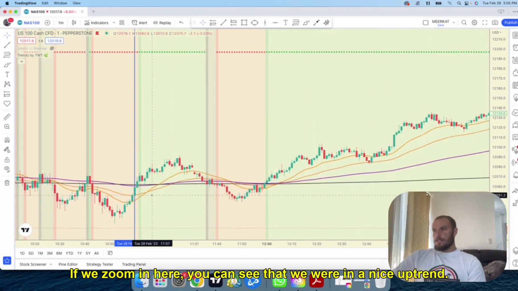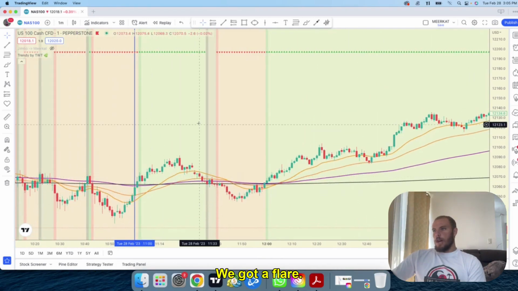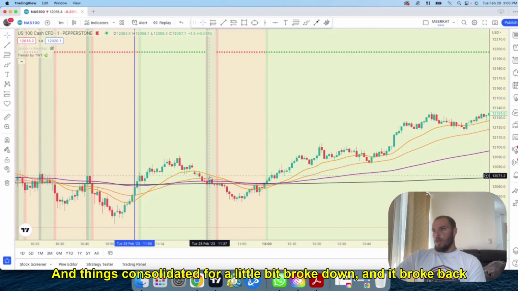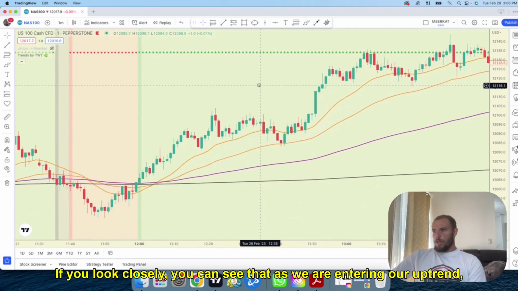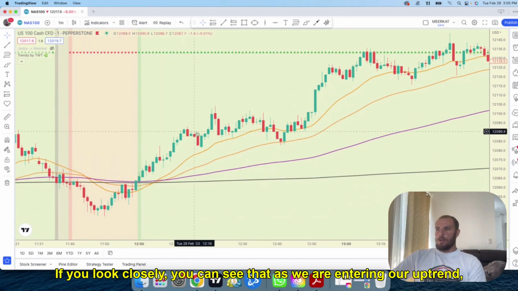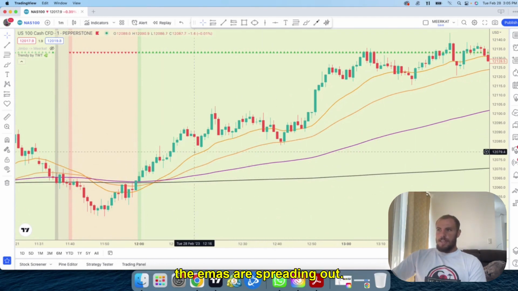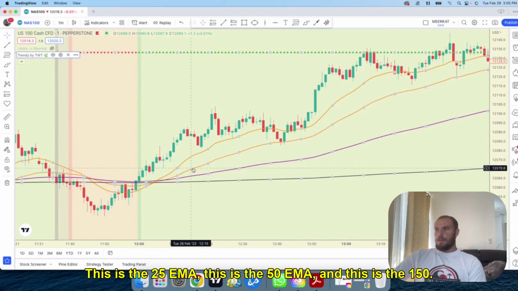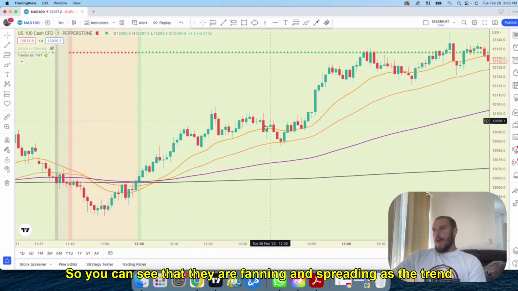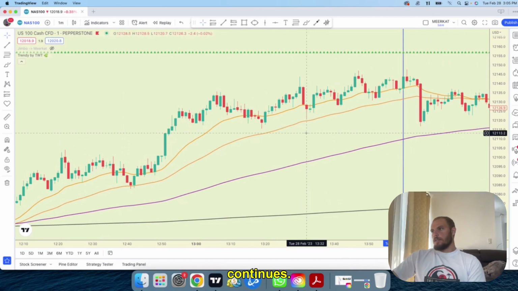If we zoom in here, you can see that we were in a nice uptrend. We got a flare and things consolidated for a little bit, broke down, and it broke back up into a green trend, and then it continued away. If you look closely, you can see that as we are entering our uptrend, the EMAs are spreading out. This is the 25 EMA, this is the 50 EMA, and this is the 150. So you can see that they are fanning and spreading as the trend continues.